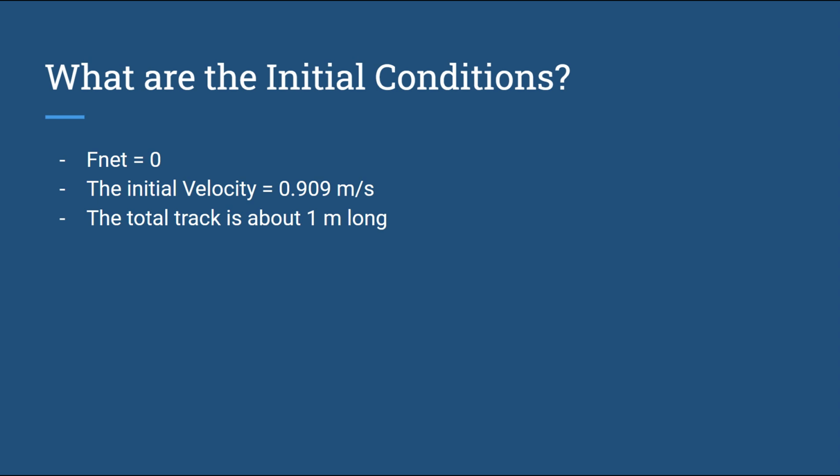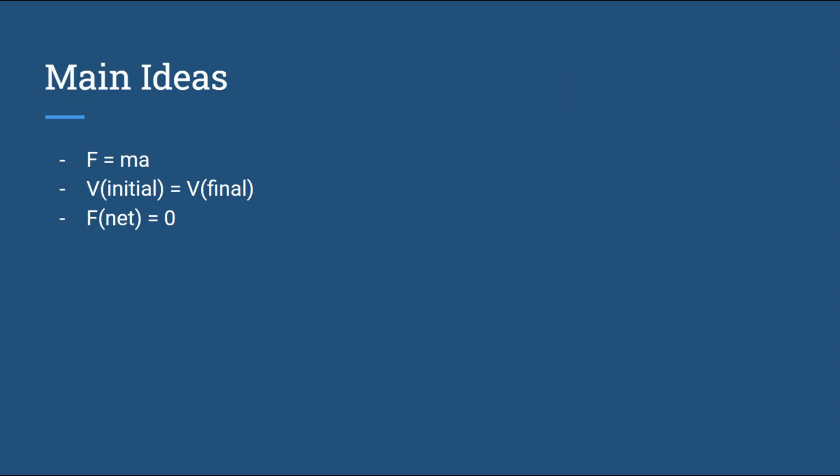Okay, so what are the initial conditions? The initial conditions are that the net force on the ball is equal to 0. And then the initial velocity that I calculated was about 0.909 meters per second. And the total track is around a meter long. It's going to be a little bit longer than that, but just around there.